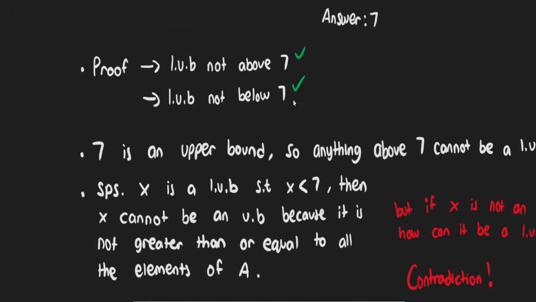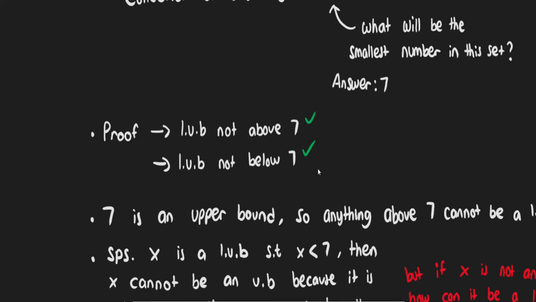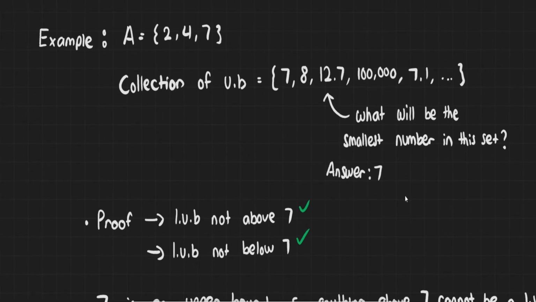Therefore, we give a check mark over here. And now that these two have been proven, the answer over here is justified. 7 is a least upper bound.